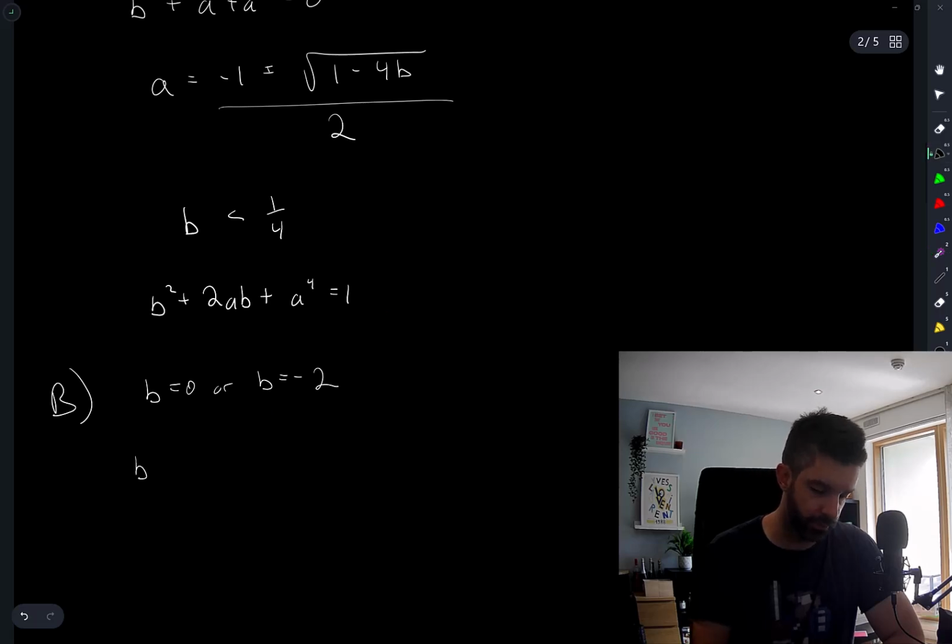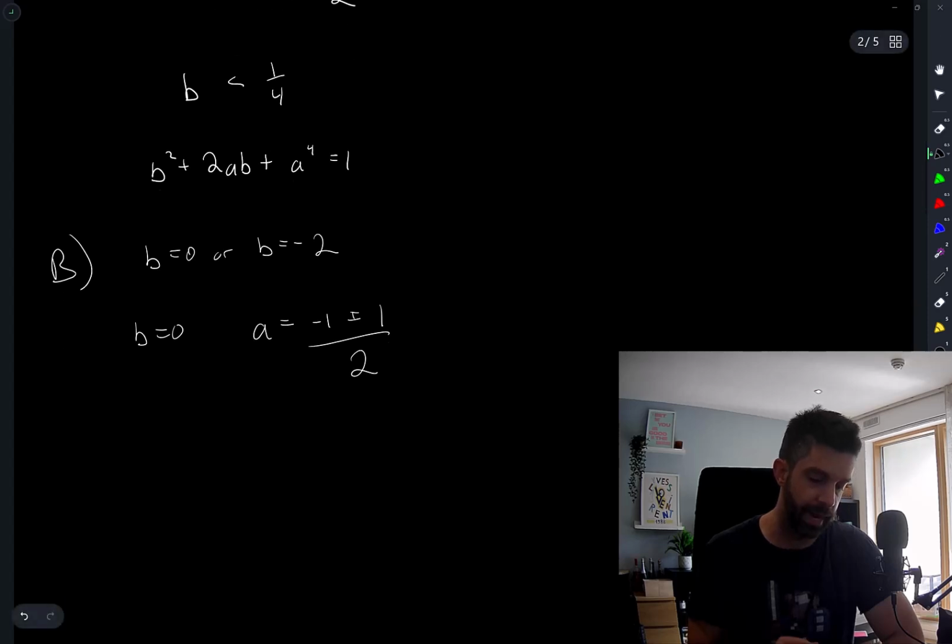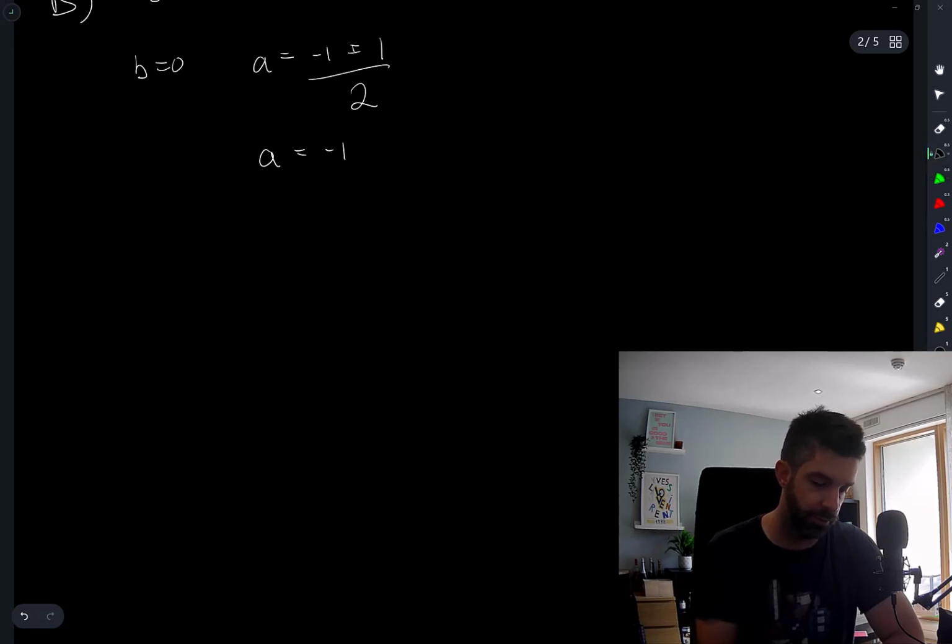So with b is equal to 0, a is equal to negative 1 plus or minus 1 divided by 2. And remember, it said that a is not equal to 0. In the original part of the question, it says a is not 0. So this says that a must be equal to negative 1. And then we can check here quickly that that certainly works, right? If b is equal to 0, these two terms are gone, and a is negative 1 satisfies this. So that works. Let's try b is equal to negative 2.